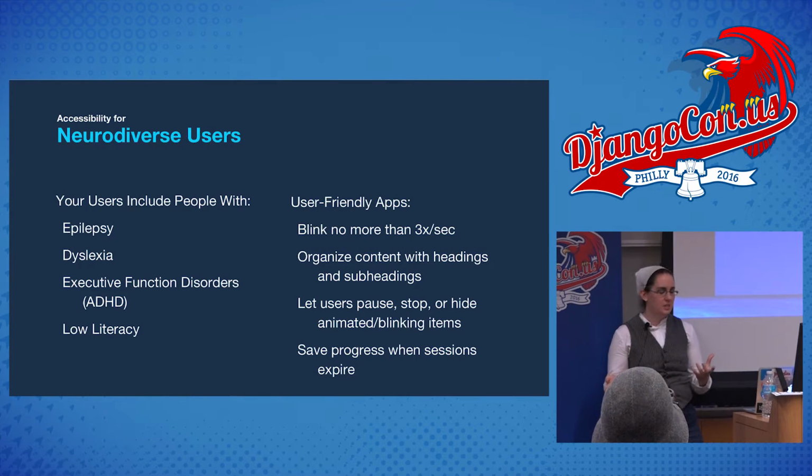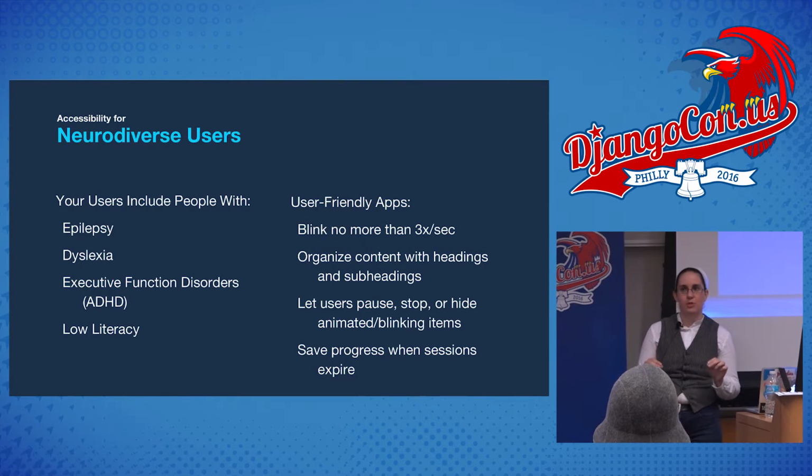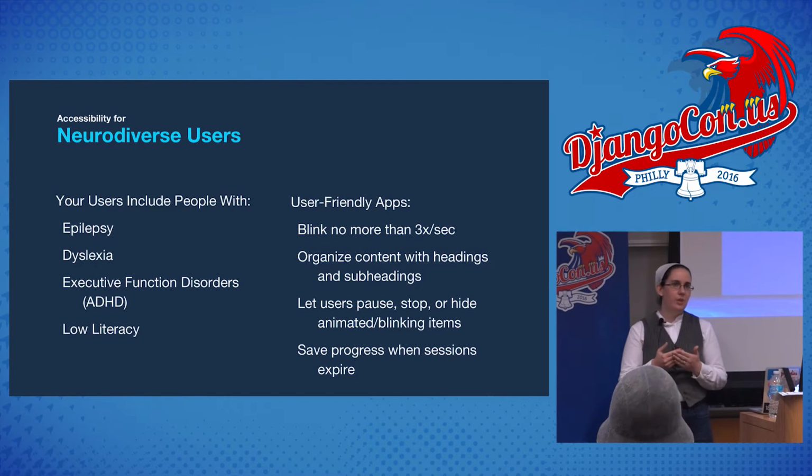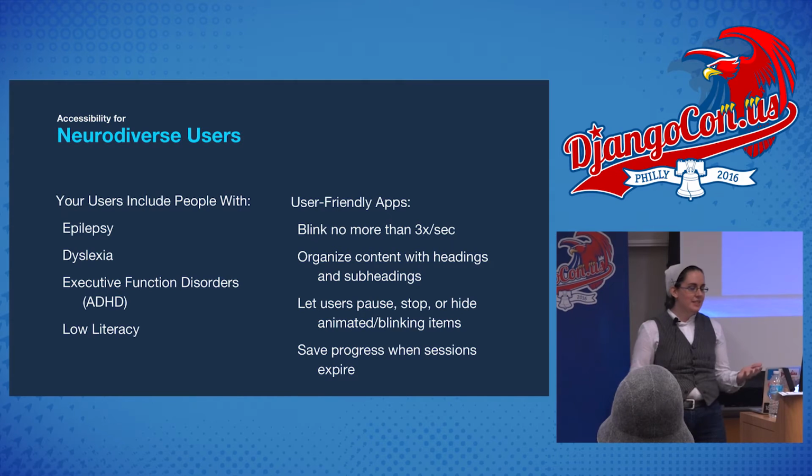The Web Content Accessibility Guidelines for epilepsy ask people to make sure that their elements are blinking no more than 3 times a second. Because if you're blinking really fast, you can trigger a seizure, which is obviously bad news bears. Dyslexia and executive function disorders.